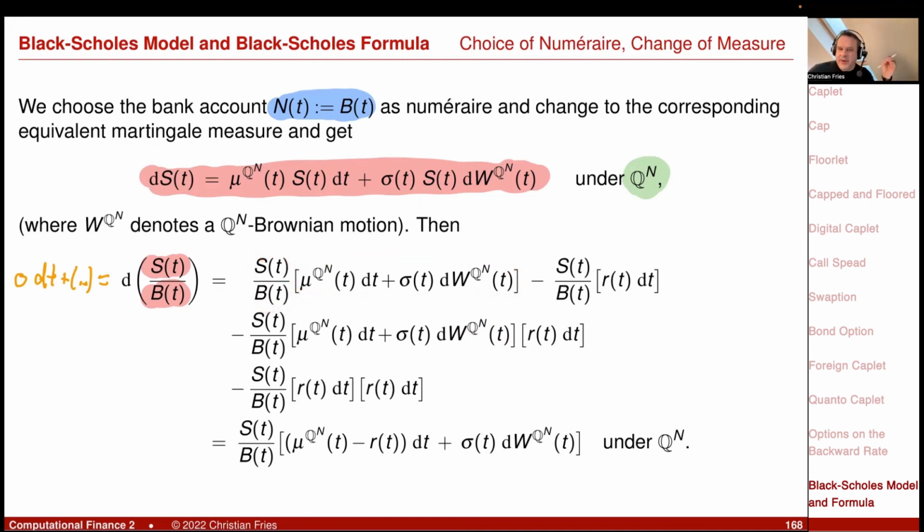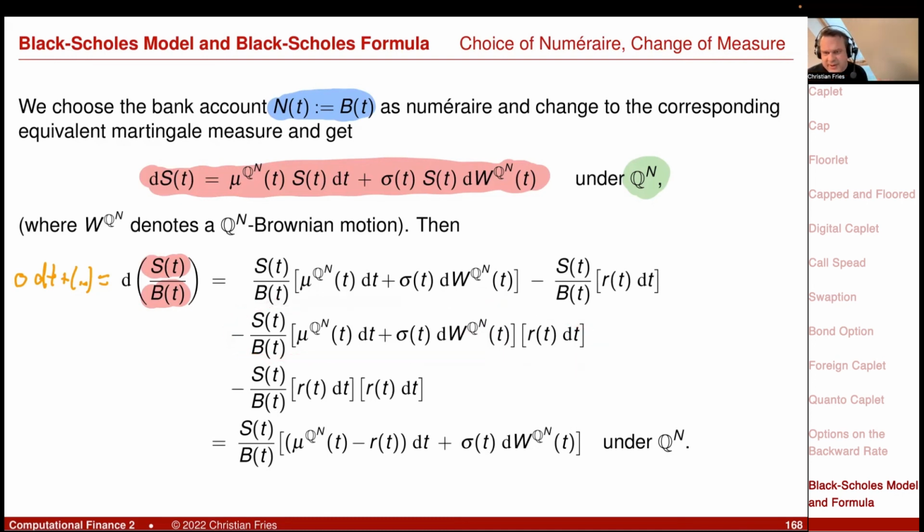Then it is S multiplied with d of 1 divided by B. Because of the 1 divided by B, it's a minus, and then actually B squared. dB is rB dt, so it is S divided by B times r dt. And then I also get the second order terms: an additional second order term from the 1 divided by B, and a second order term dS d(1 divided by B).